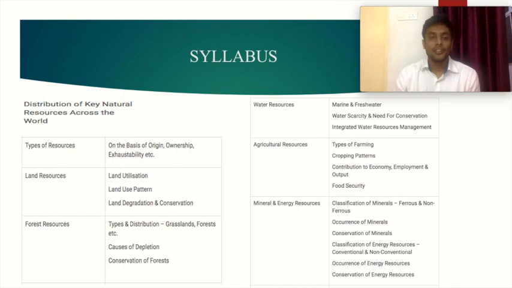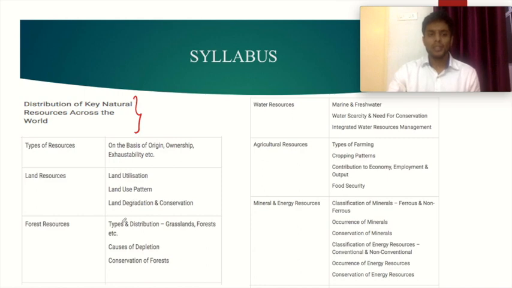Moving ahead, distribution of key natural resources across the world, this belongs to the mains, but I have seen so many questions in the prelims examination. And that's why when I say to tone down your preparation, or to increase the focus area of your preparation, or to increase the certainty of your preparation, I am discussing the main syllabus rather than the prelim syllabus. But I am sure this will help you in your examination.